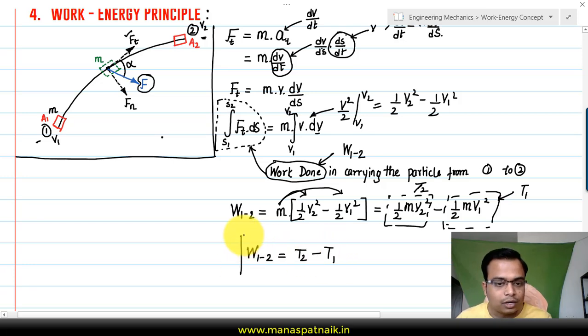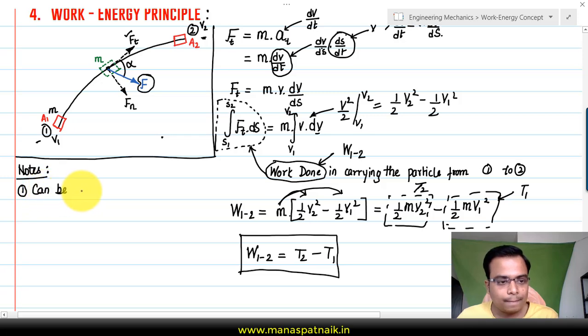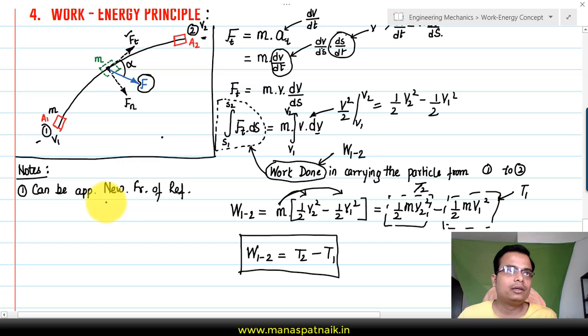That's the work energy principle, my friends. Very interesting. Okay, so there are certain notes which you can actually make from this formula. The first one is that this work energy principle can be applied for Newtonian frames of reference only, where the velocity of the frame of reference is equal to 0.